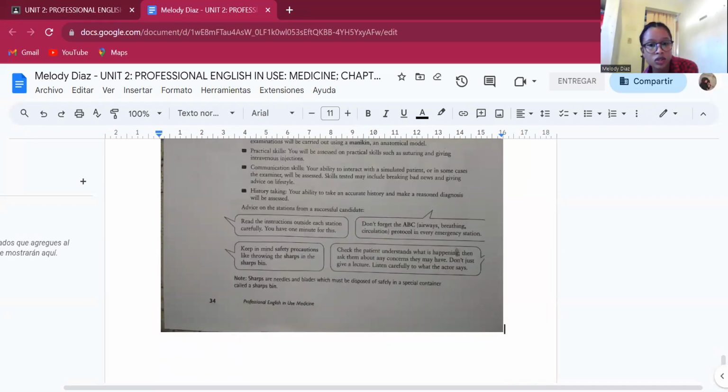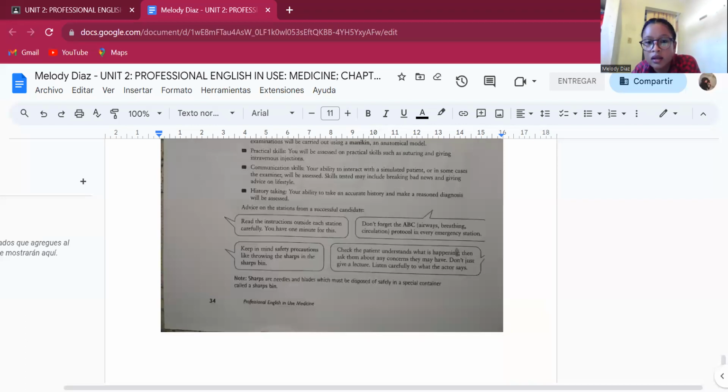Advice on stations from a successful candidate. Read the instructions outside each station carefully. You have 1 minute for this. Keep in mind safety precautions like throwing the sharps in the sharps bin.